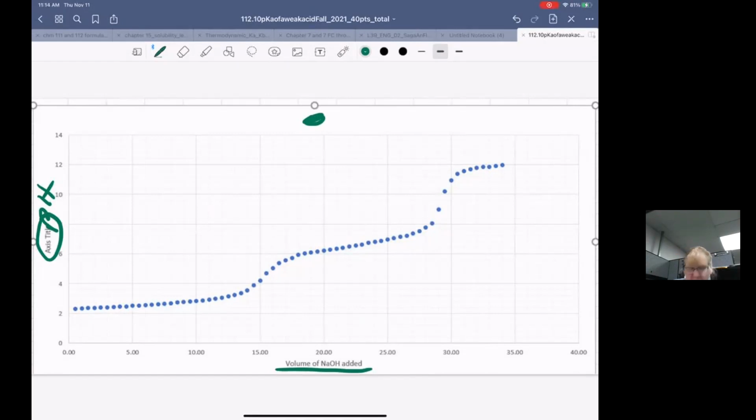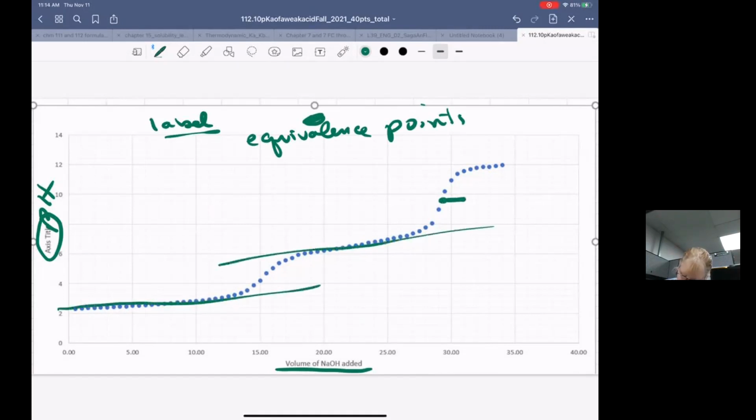Well, after we've gotten a nice graph, we have to label this. When you label this, you are going to label your equivalence points. When you label your equivalence points, it may not be an actual data point. You need to go halfway up. Again, I draw lines here, and I go halfway up this. And when you do this, these are your 2 equivalence points. So this would be your equivalence point number 1. This would be your equivalence point number 2.